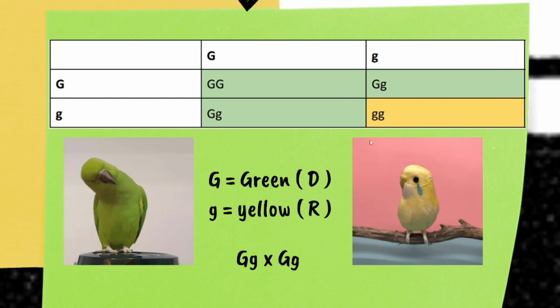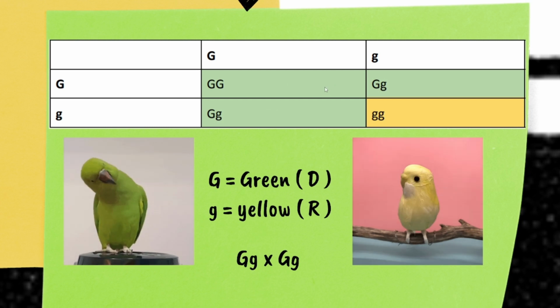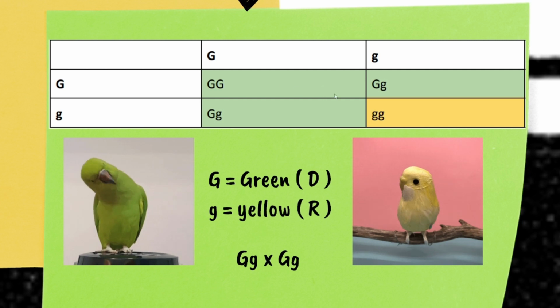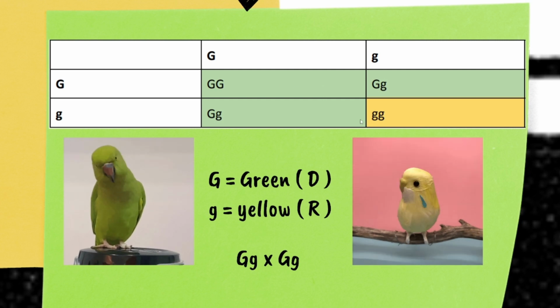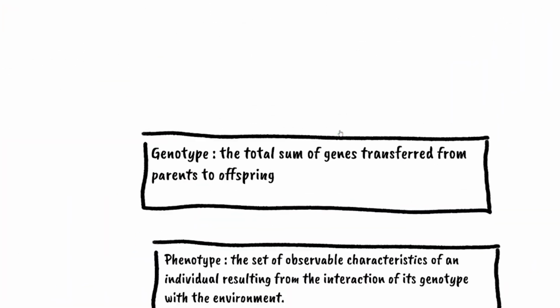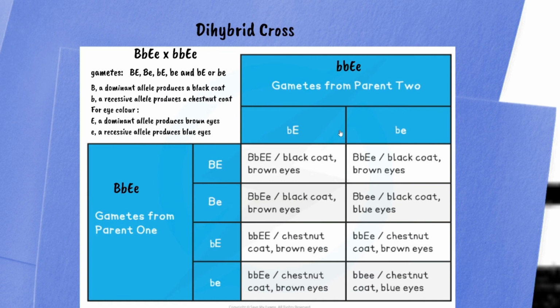You guys understand now? The green color is going to be 3 birds, because 3 ratio will be green birds, and 1 ratio is always going to be yellow color. This is how we do a monohybrid cross. Now we're done with this. Okay, let's get into a dihybrid cross.